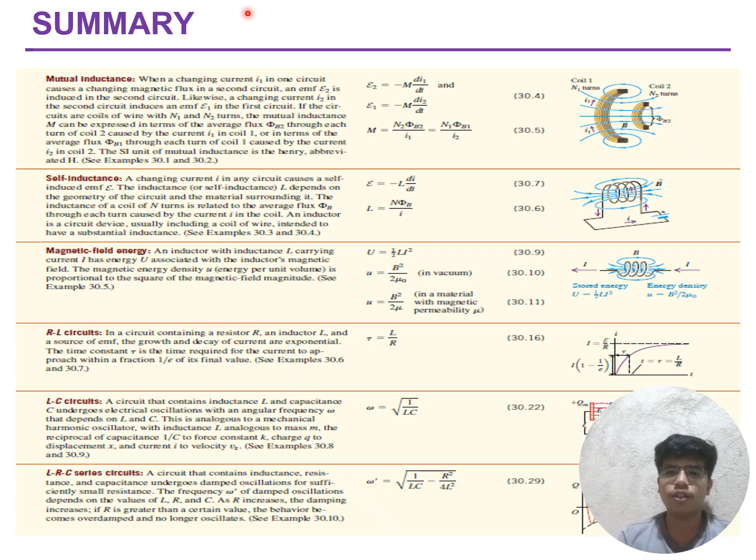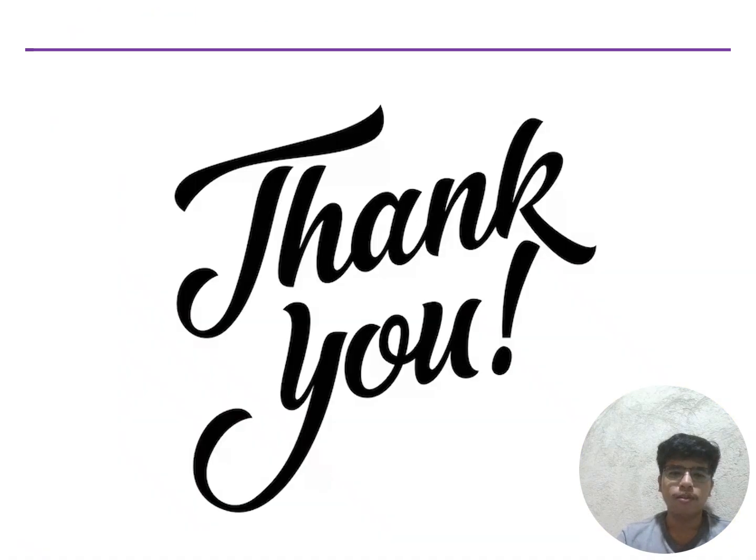In RL circuits, current changes gradually due to inductance, while LC circuits allow energy to oscillate between electric and magnetic forms. Finally, LRC circuits demonstrate how resistance affects oscillations, leading to either sustained, damped or no oscillations, highlighting how inductance is essential in controlling current, energy flow, and signal behavior in real electrical systems.